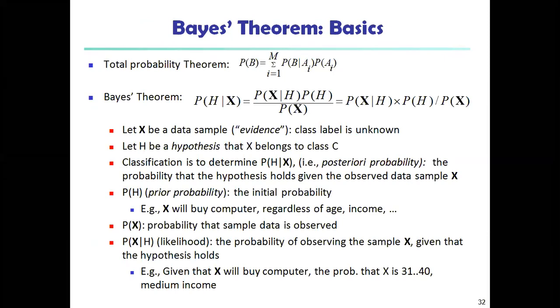The Bayes theorem mainly we have to represent P of H given X, that is P of X given H, P of H, divided by P of X. P of X given H into P of H divided by P of X. Let X be a data sample, class label is unknown. Let H be the hypothesis that X belongs to class C. Classification is to determine P of H given X.